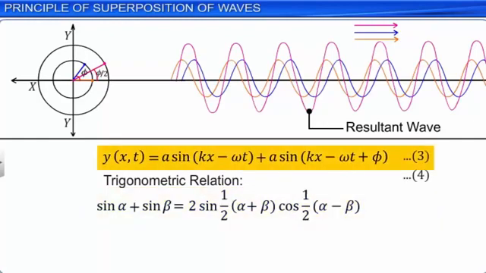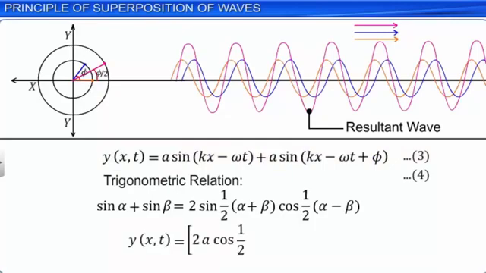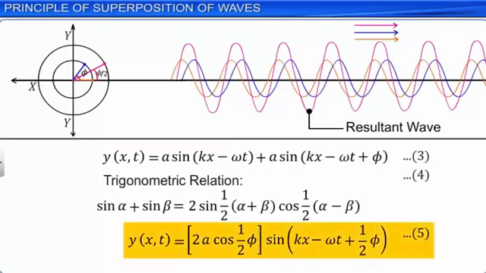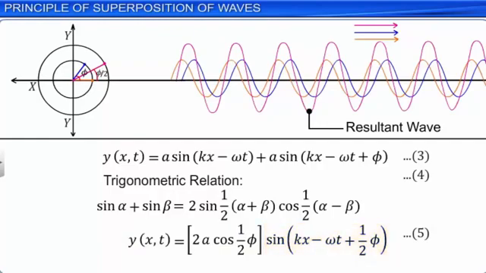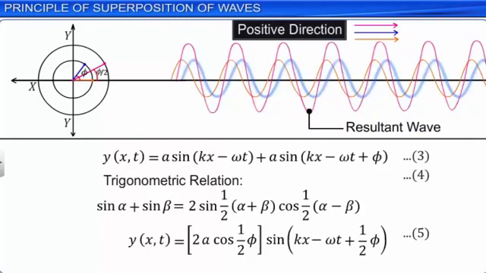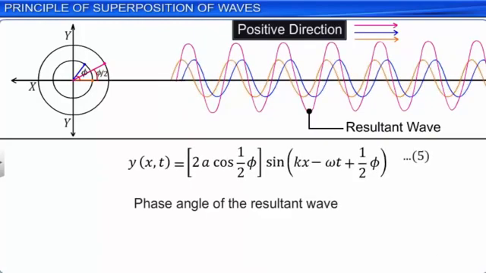From equation 5, we find that the resultant wave is also a sinusoidal wave, which is propagating in the positive direction. There are two differences between the resultant wave and the constituent waves 1 and 2. The resultant wave has a phase angle equal to half of phi with respect to the first wave. The amplitude of the resultant wave is equal to 2a cos of phi by 2. We can now apply these mathematical expressions to compare with our actual observations. When phi is equal to 0, the amplitude of the resultant wave is equal to 2a.